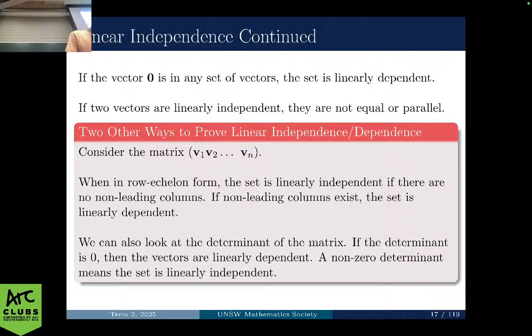And then we get some other interesting properties here. If the set is linearly independent, then when I write it in row echelon form, it is linearly independent if there are no non-leading columns. So what do I mean by that? Well, I think it's good if I consider another example here.